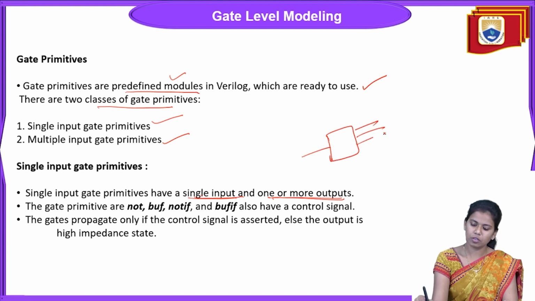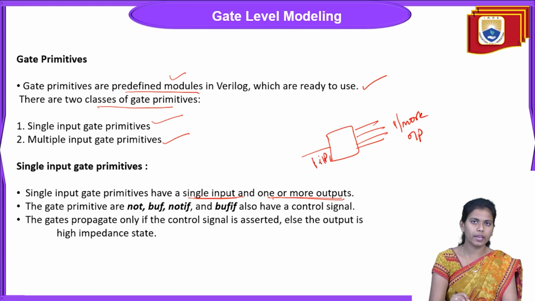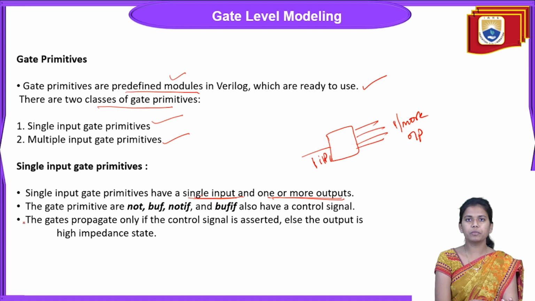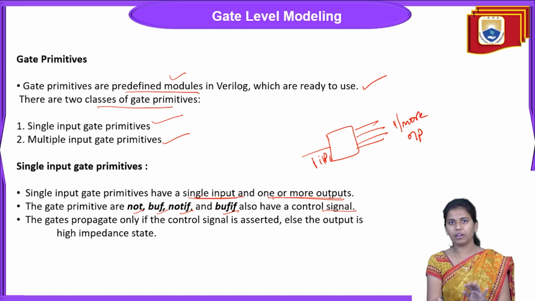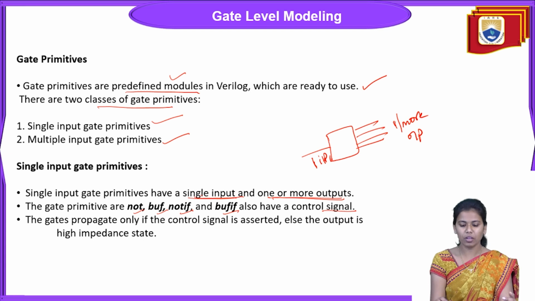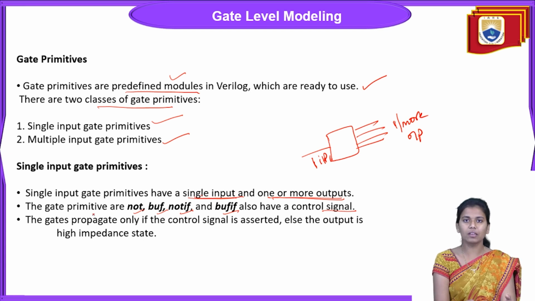Single input, one or more output, one input. Okay. Next, the gate primitives are: not, buffer, notif, bufif. These also have a control signal. This kind of gate we have already discussed in the previous slide, the particular gate primitives.